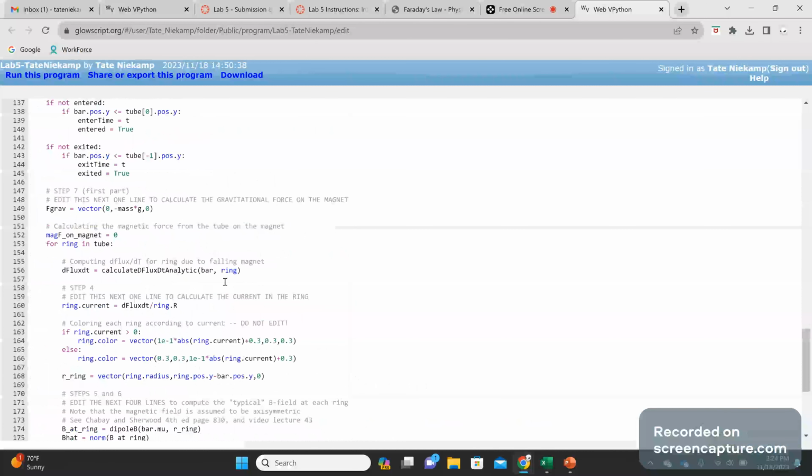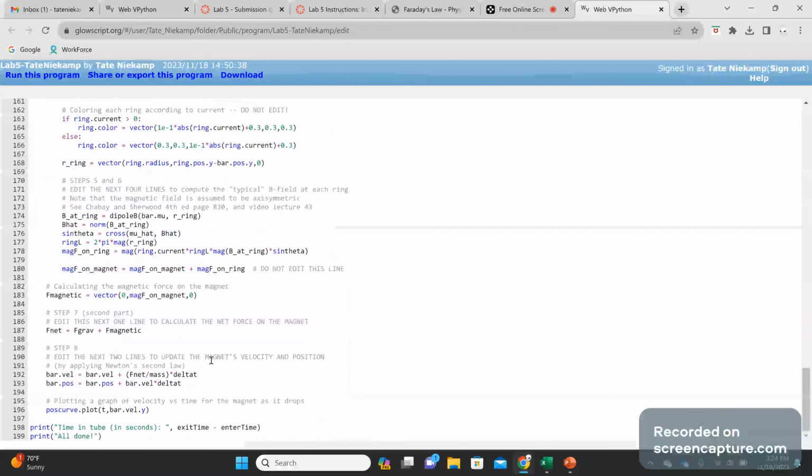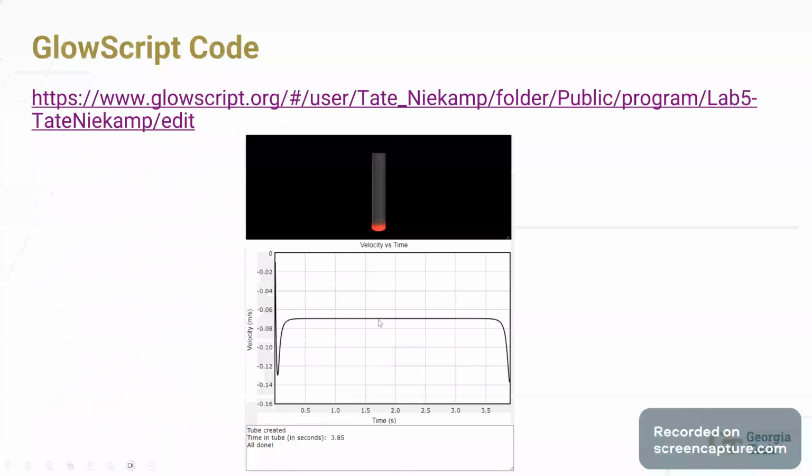Then we start calculating the current in each ring on the tube. Then we find the typical B field at each ring. Then we find the net magnetic force. And then update the magnet's velocity and position as time goes on. If we were to run this code, it would look something like this, with the bar magnet falling from the top down to the bottom. And here is the velocity versus time curve.